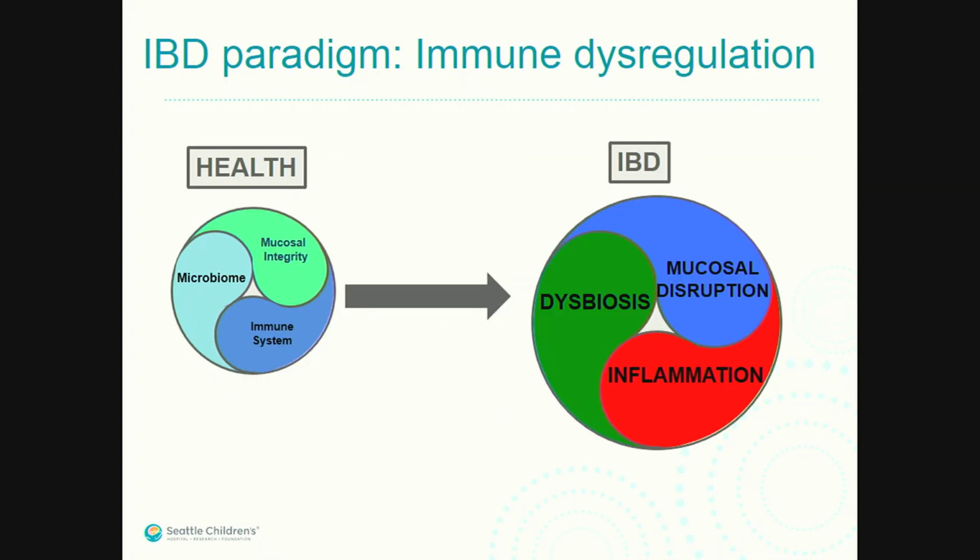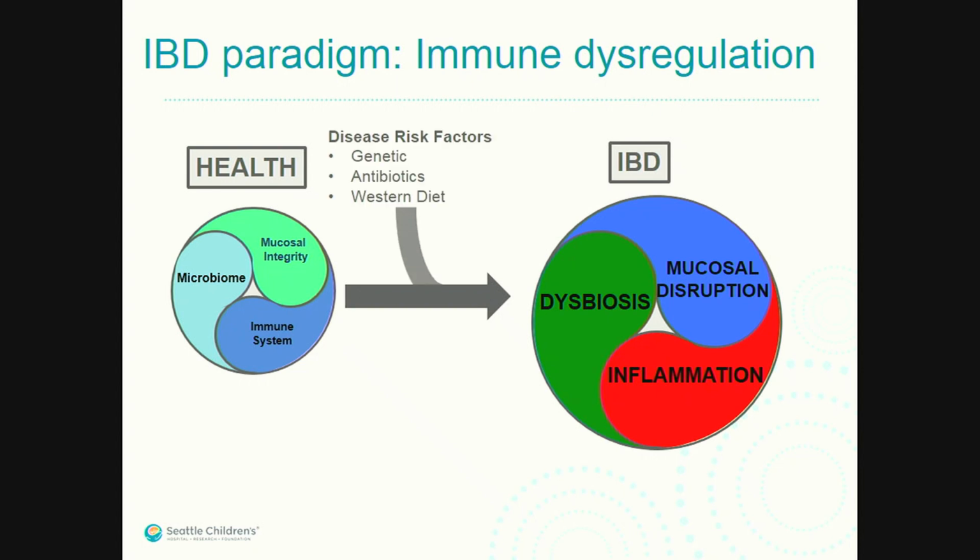In inflammatory bowel disease, something has shifted, something has changed, and the microbiome has become dysbiotic, or what we define as bad. The mucosa gets broken down, so that barrier system is not intact anymore, and the bacteria can get much closer to the immune system and instigate an inflammatory process.